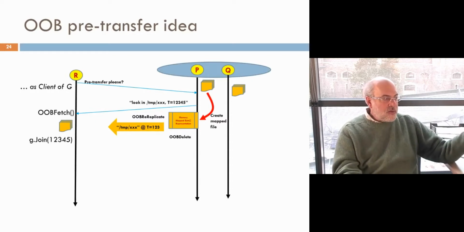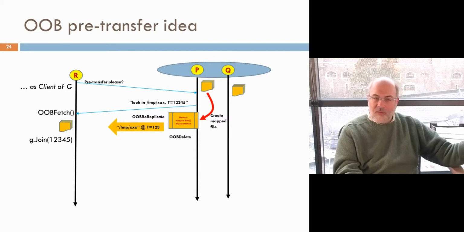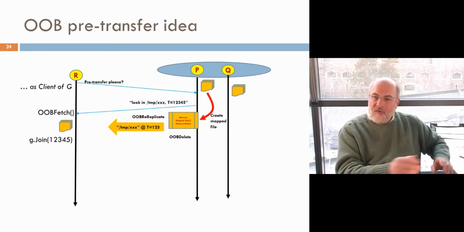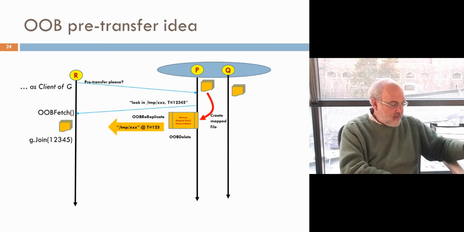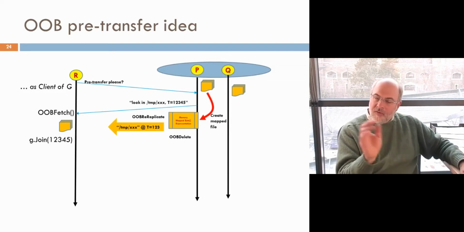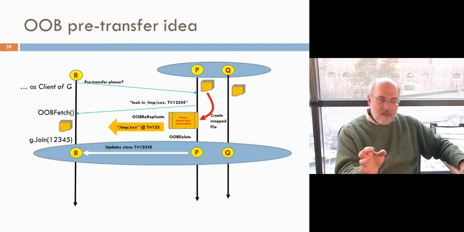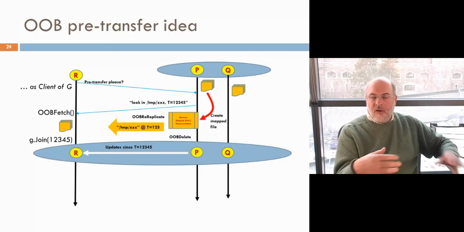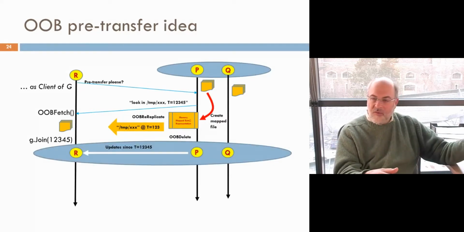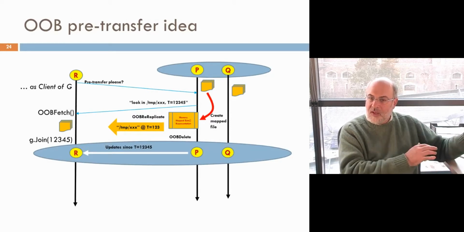Now R can join the group. It should have said 1, 2, 3, not 1, 2, 3, 4, 5, I guess. Or maybe it's the big arrow that has the wrong number on it. But anyhow, so R says join, and it specifies how much state it already has, and that allows P to say, oh, he just needs the delta since time 1, 2, 3, 4, 5, and it transfers just those elements that need to be updated.